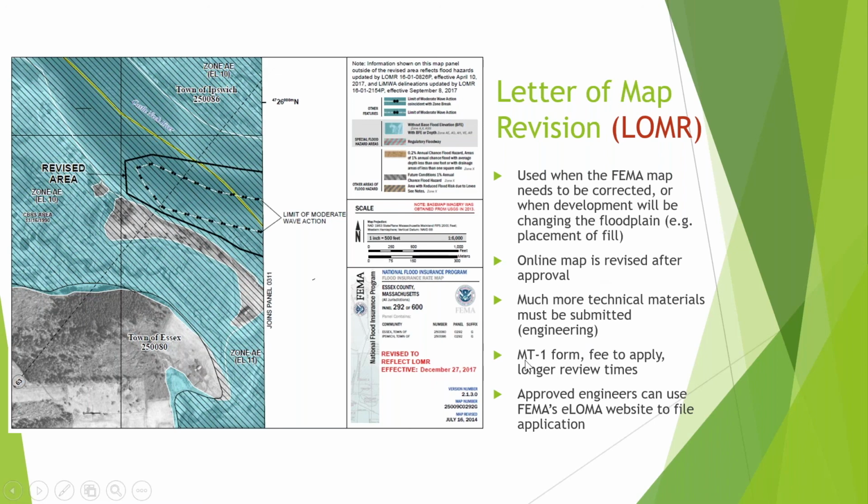There is another form, MT1 form. There is a fee to apply, and the fees differ depending on what it is that's being done. It's a much longer review time. Instead of 1 or 2 weeks, it's probably more like 4 to 6 weeks. And if you're working with an actual engineer, they can file this through FEMA's website. A non-engineer person has to file it through paper, but not through the website. So that's a letter of map revision.